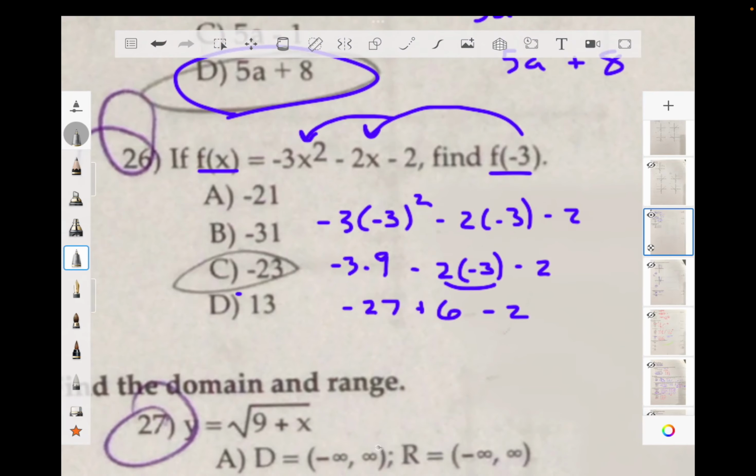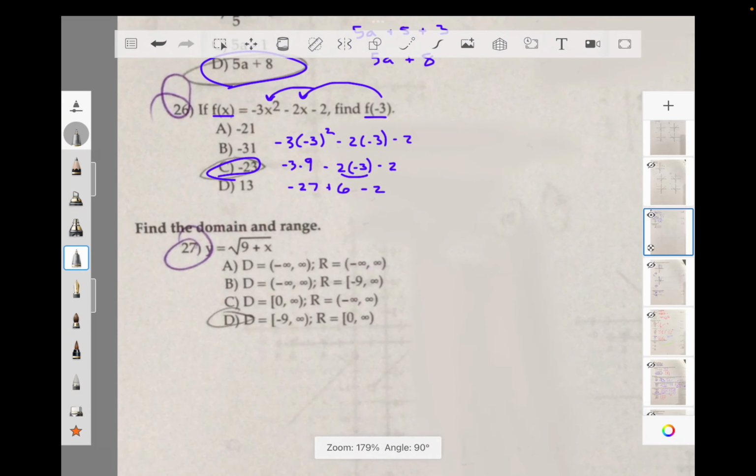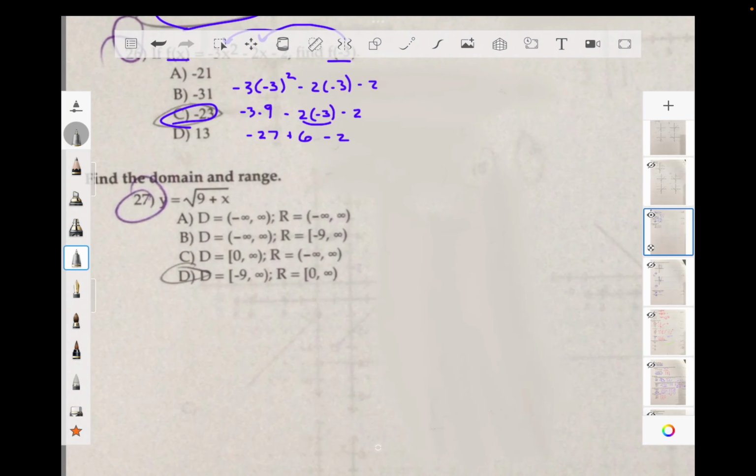-29 plus 6 is -23. This one. Find the domain and range. This one is the graph one, or the one you kind of have to conceptualize.